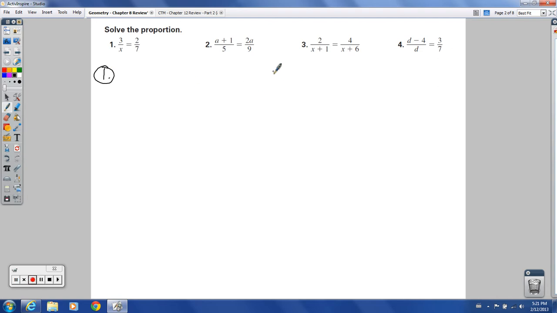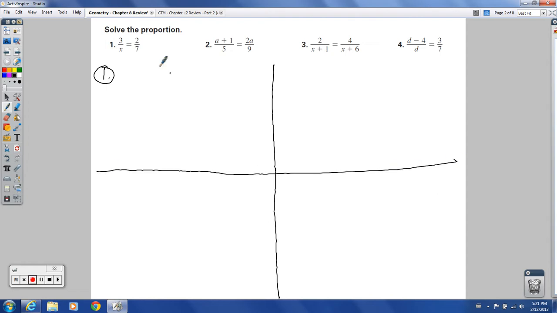I'll do that. Why don't I split this up into 4 relatively equal parts here. I think that should be enough space to solve each one of these. So this is algebra type review. Let's work these out. So 3 over x and then 2 over 7.